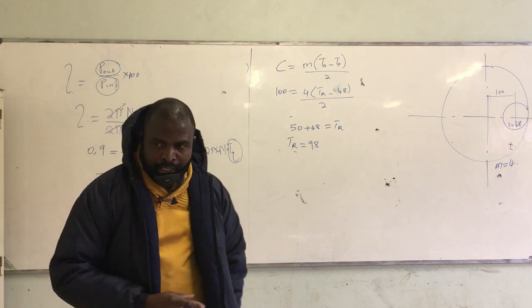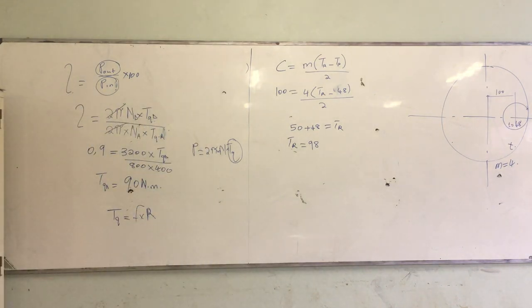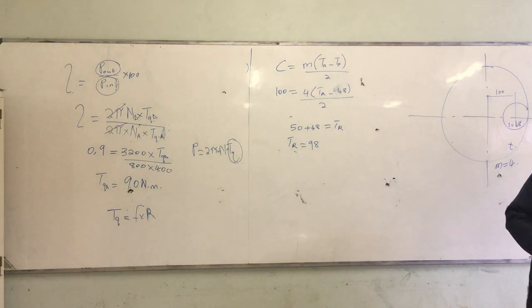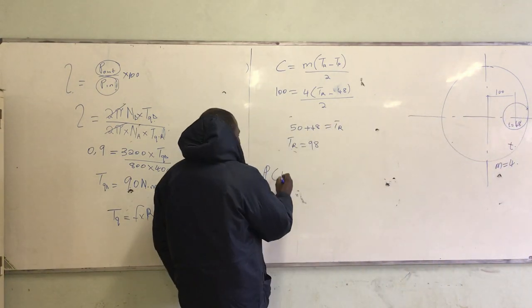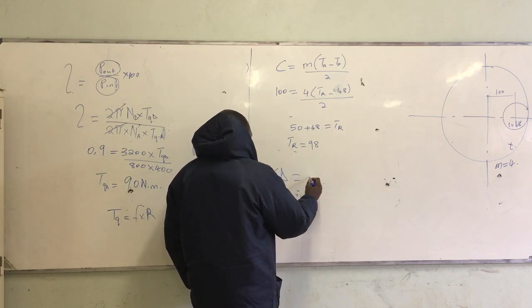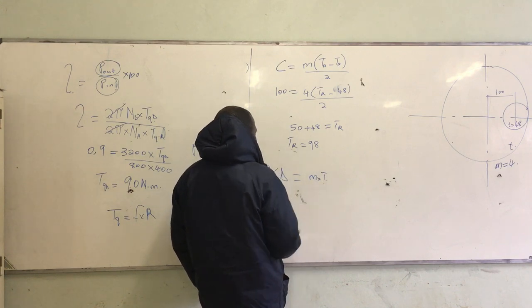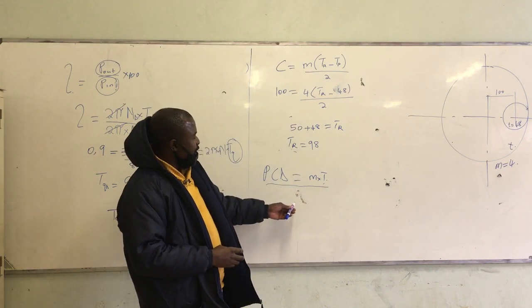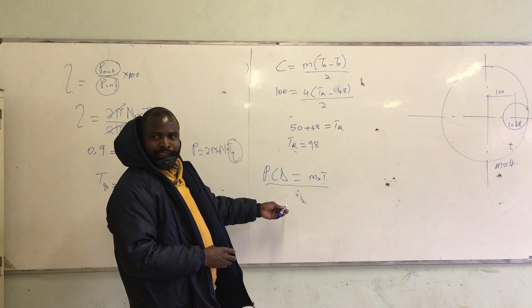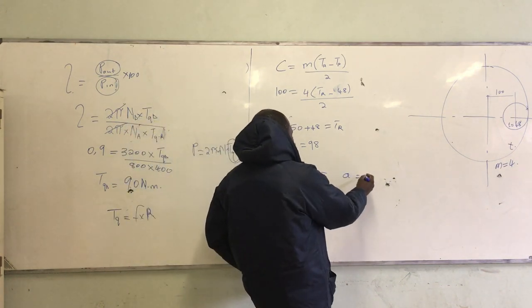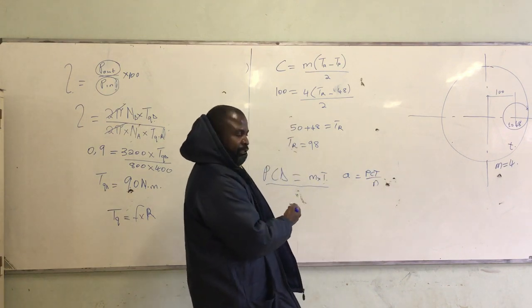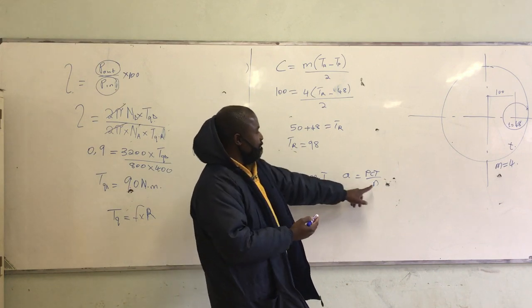So next, what was the next question? PCD of the ring gear. So how do you calculate PCD? PCD is equal to M times T. I don't think you fail to remember this formula. You also use it in drafting, where you know it as M is equal to PCD over T. It's the same formula. M is the module, and T is the number of teeth.